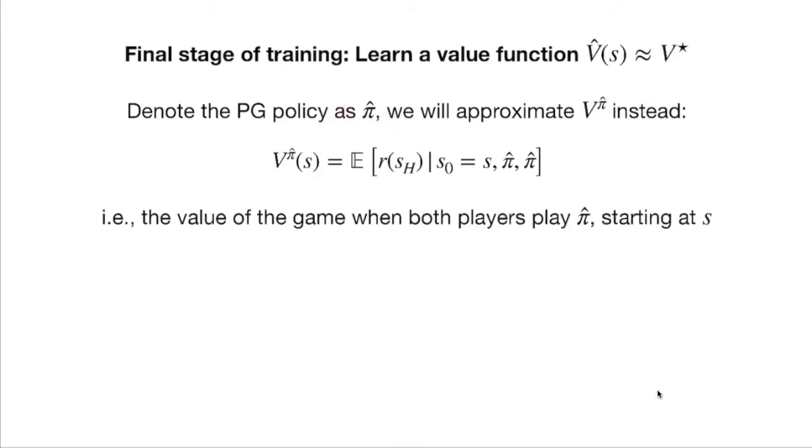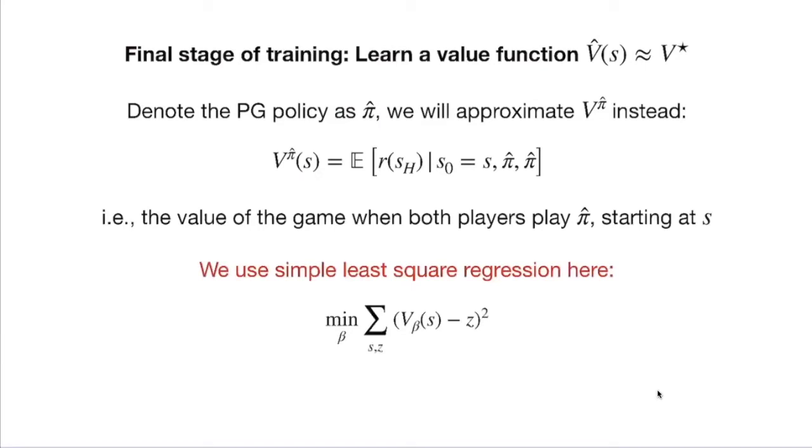Okay, so the way that they do this is, again, the simplest approach, least squares. They just constructed this least squares loss function. The way you do that is you generate a bunch of states by playing pi hat against pi hat. So you simulate many games by playing pi hat against pi hat. And among these games, you pick a state and the value of the game, which is z. This is the value of the game. This is a state from the game.